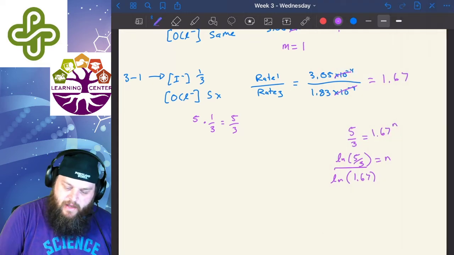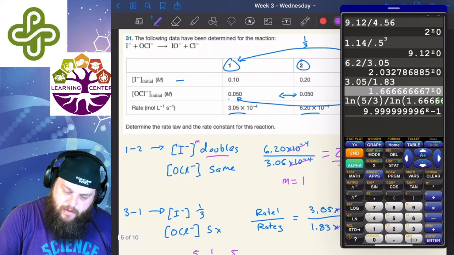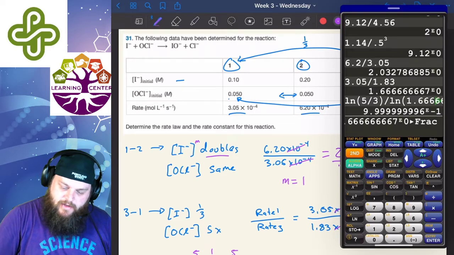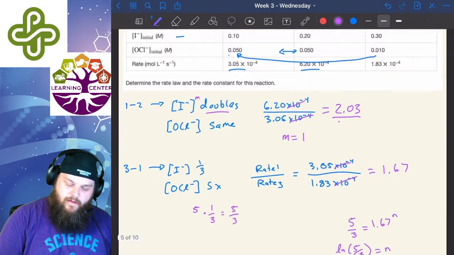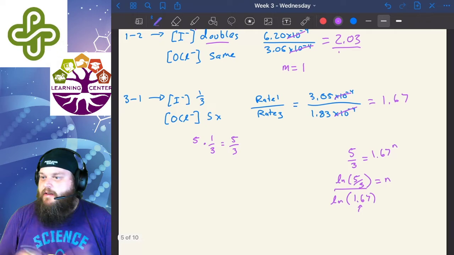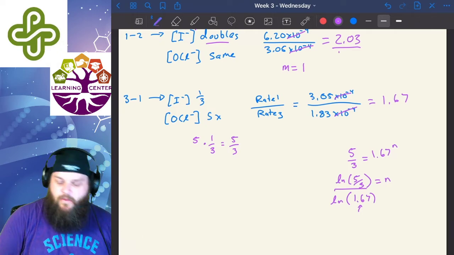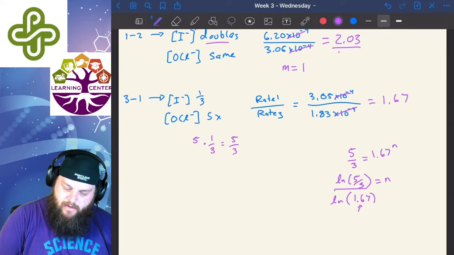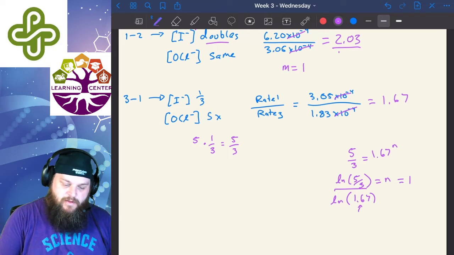And the reason why is 1.67, if I took this number on my calculator and I converted it to a fraction, it'd be 5/3. So really we had the same number there. But when you plug it into your calculator, you might not always realize that. So it's good to know how to solve for it anyways, which is what I did there. Solving for that value of n, this is equal to 1. So we can see that n is going to be a first order as well.